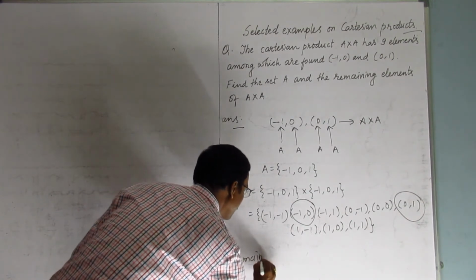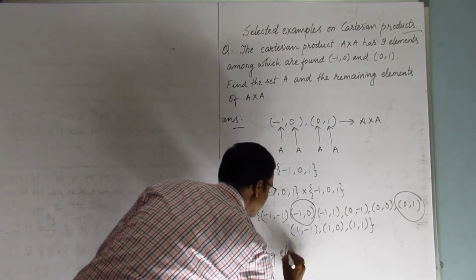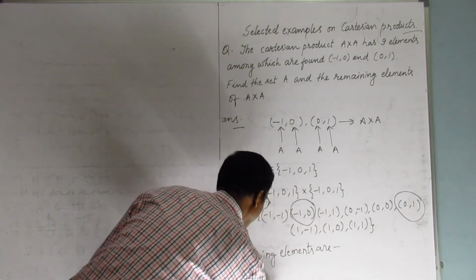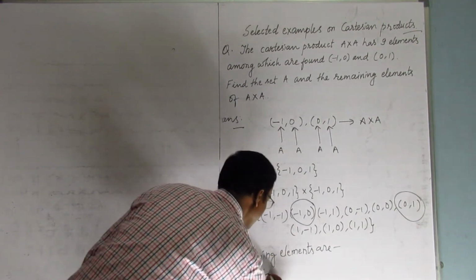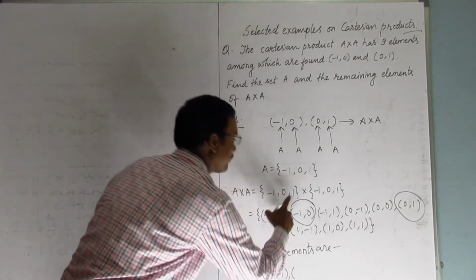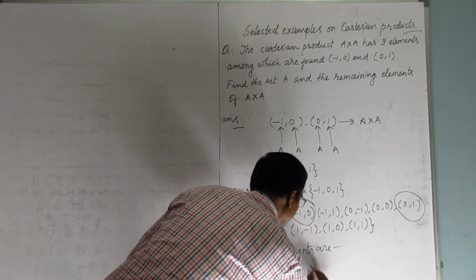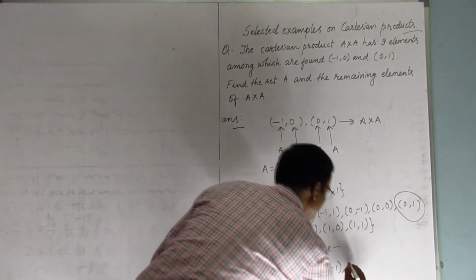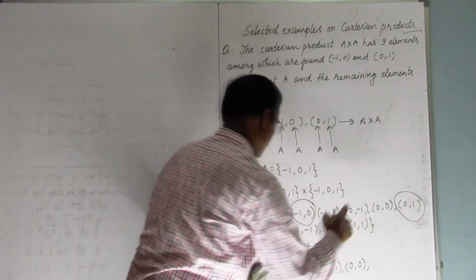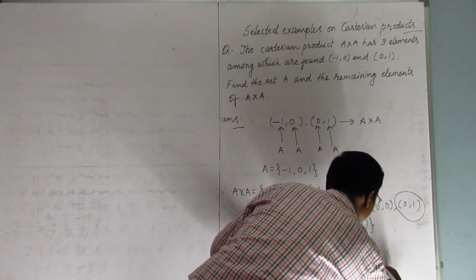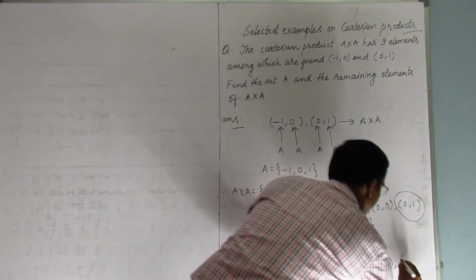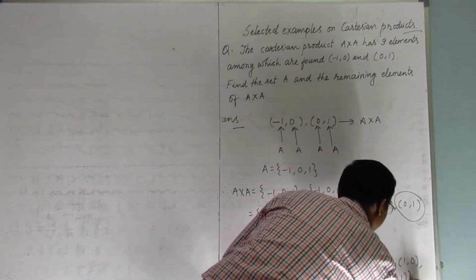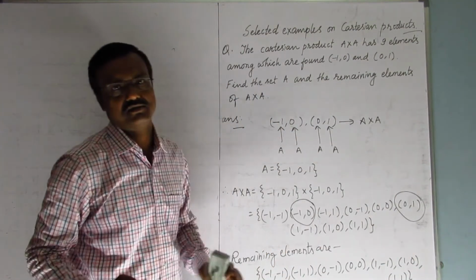remaining elements are, so these are the remaining elements: (-1, -1), (-1, 1), (0, -1), (0, 0), (1, -1), (1, 0) and (1, 1). So this is the actual answer.